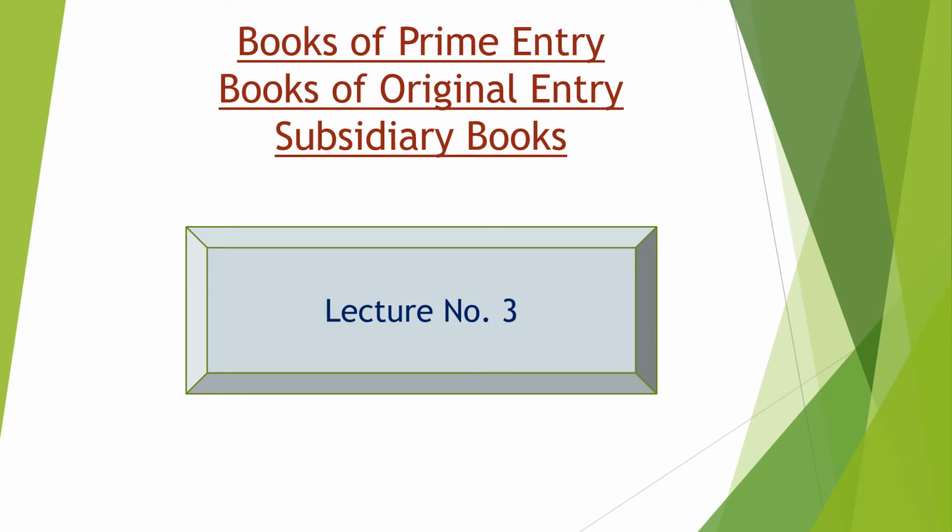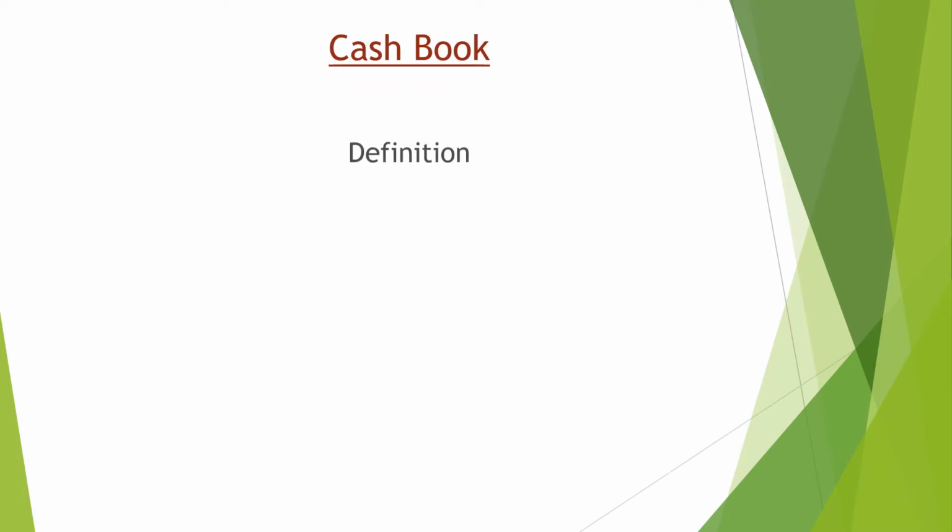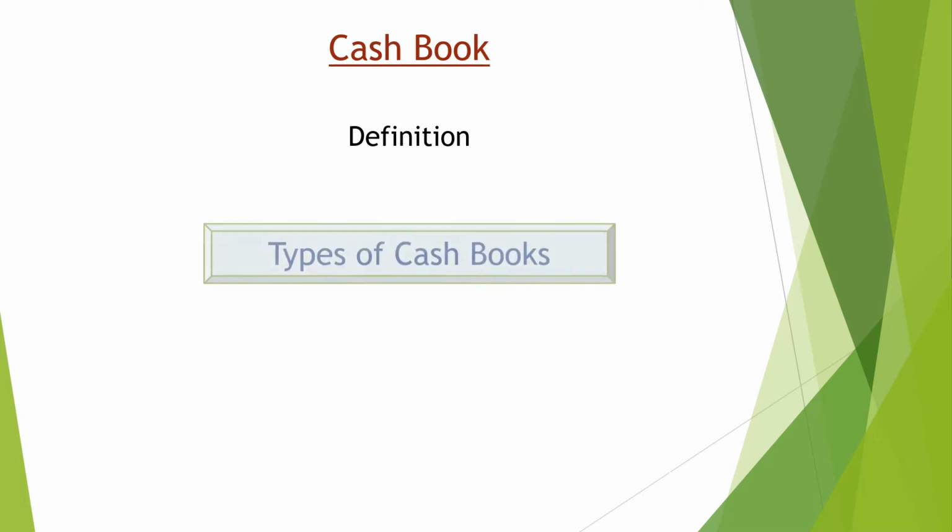This is lecture number 3 of Books of Prime Entry. Cash book. Now, what is a cash book? This book is used to record all the cash receipts and payments. There will come a type of cash book where cash and bank, both receipts and payments are recorded.